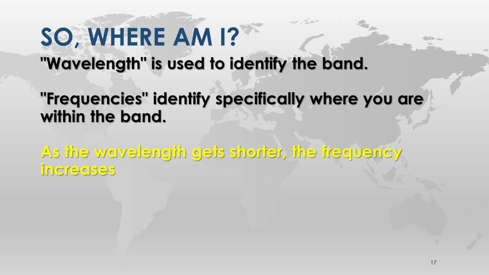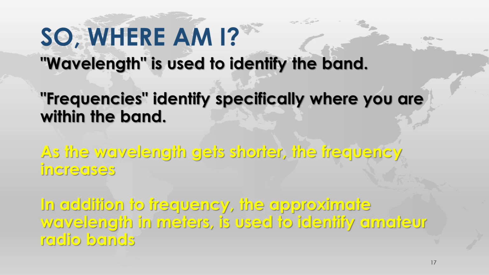So as I go from 160, which is 1.8 megahertz, I get to 2 meters. 160 is 160 meters. If I get down to 2 meters, it's 147 megahertz. It's a higher frequency and a shorter wavelength. In addition to frequency, the approximate wavelength in meters is used to identify amateur bands. So if you look on your chart there, you've got 2 meters, you've got 70 centimeter band. That's what we call the band by the approximate frequency.